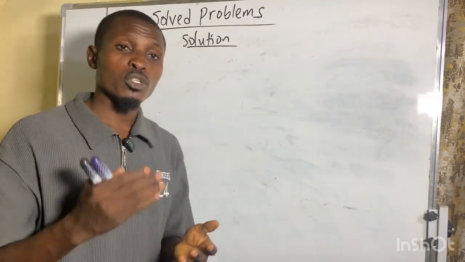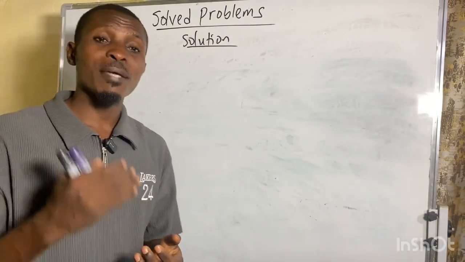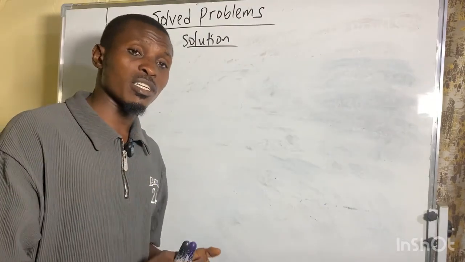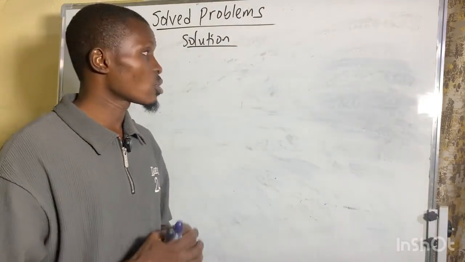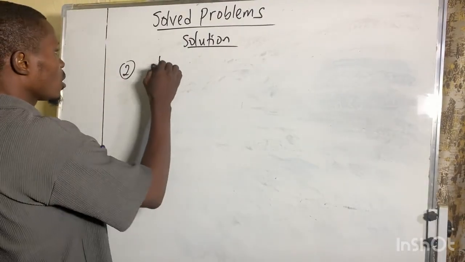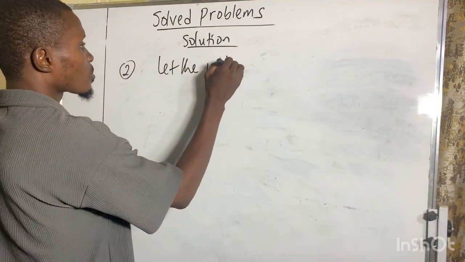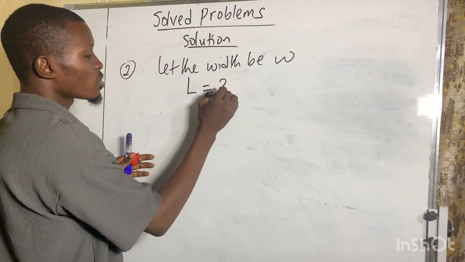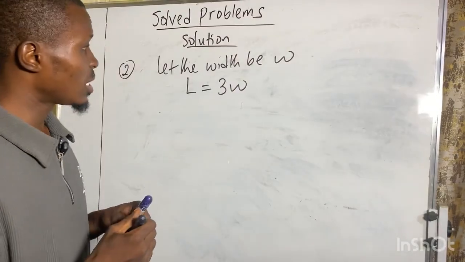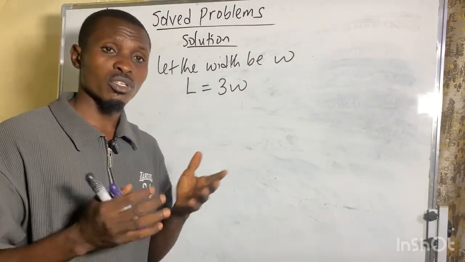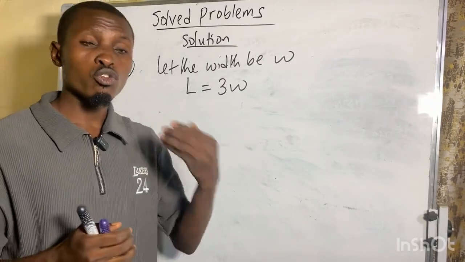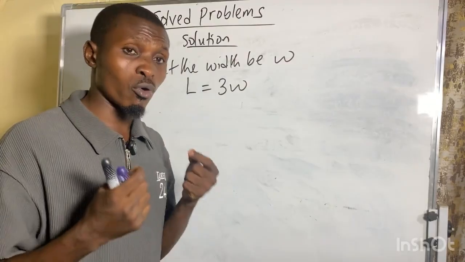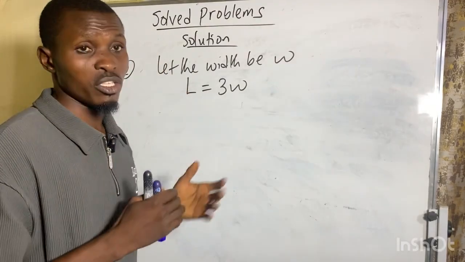Now for number 2, we're told that the length of a rectangle is 3 times its width. Then it went further to say that if the perimeter of the rectangle is 72 centimeter, we should calculate the width. Now, if we let the width be W, it means the length L will be 3W. I believe you must have come across this famous quote that says, use what you have to get what you want.